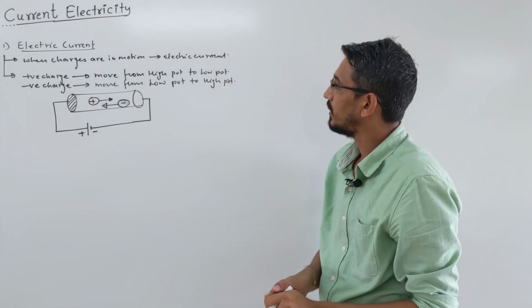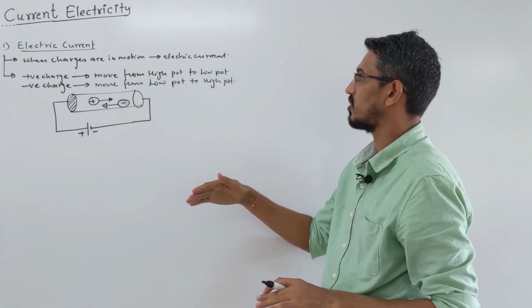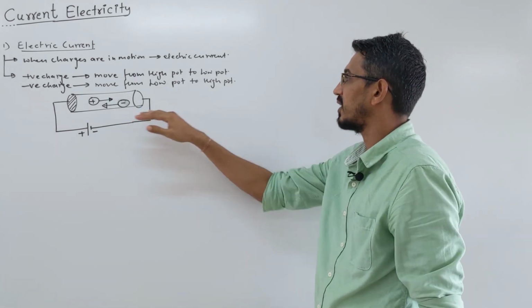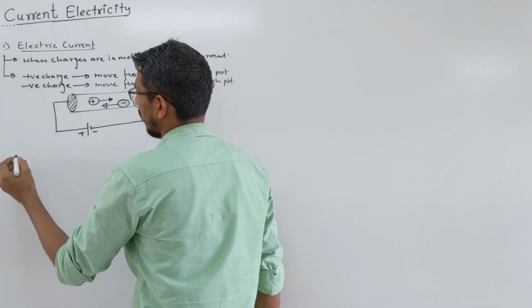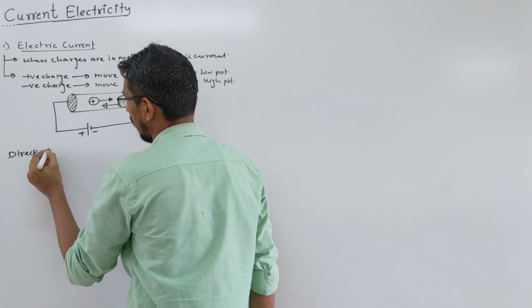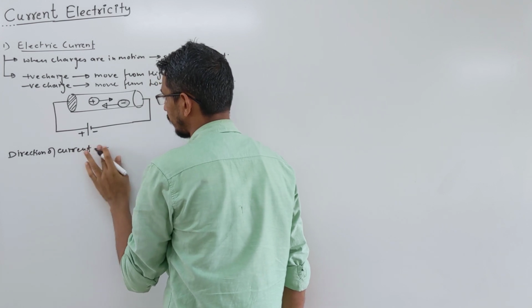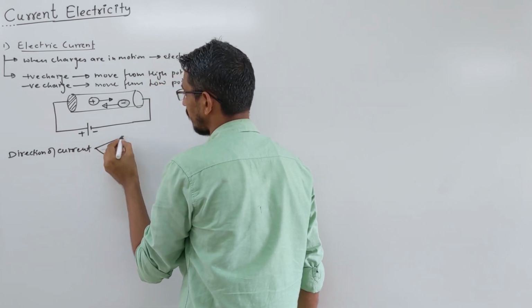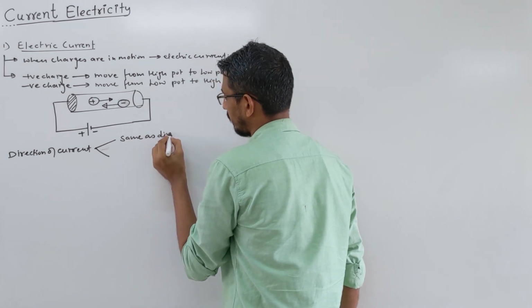That's done. Now we know what the direction of current is. We call it conventional current, general current. What is the direction of current? That we can tell by the direction of motion of these charged particles. So we are talking about the direction of current. How do you represent the direction of current? Either you can say like this, same as the direction of what?